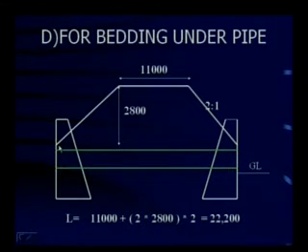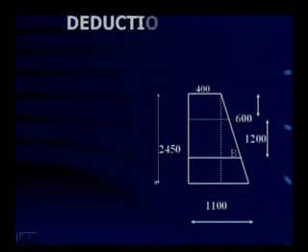So I have to add twice the base width to 11,000 in order to get the total length. This has come to 22,200 millimeters or 22.2 meters. As I have told you, the next step would be to make a deduction of the length of the pipe which is embedded in the head wall. Shall we make a deduction now? Now have a look at this slide.